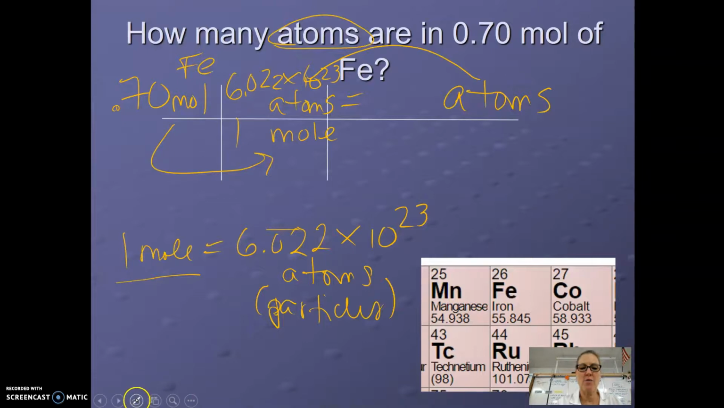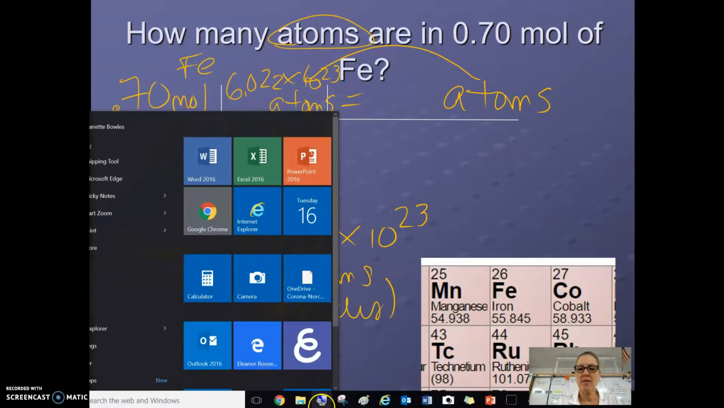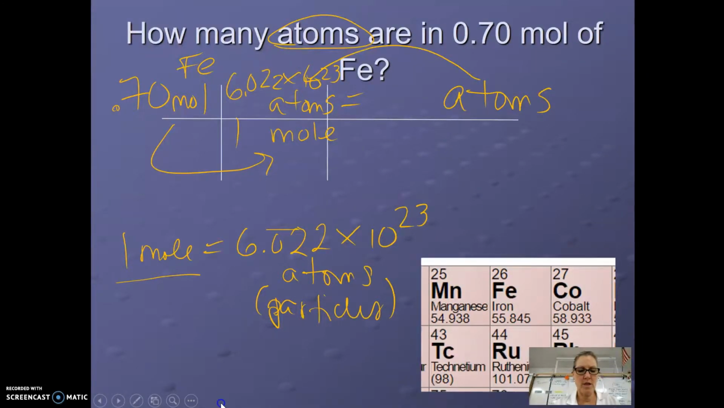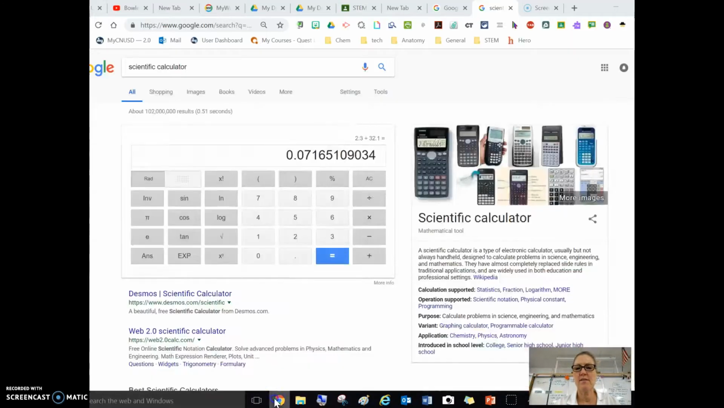We're just about done. We're almost there. So what does the math look like? The math is to multiply these two together and divide by 1. So it's going to be 0.7 times 6.02 times 10 to the 23rd. I'm going to go to my scientific calculator, because that's going to be a lot to do on my own. 0.7 times Avogadro's number. Where are you, scientific calculator? Sorry, guys. Here it is.